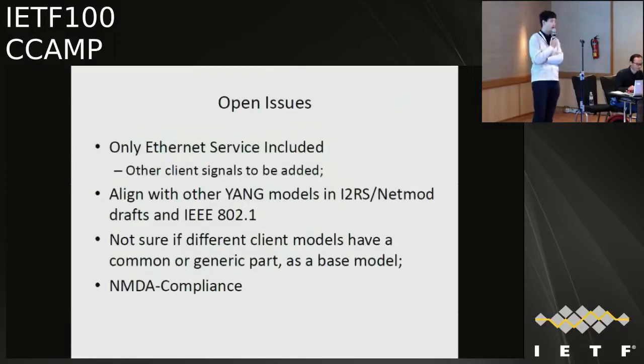There are also a few open issues in the current draft. The first problem is that currently only the Ethernet service is included, and we need to add others. Also for the Ethernet, we need to align with some other YANG models in the I2RS and NETMOD work, because they also have some layer 2 content, together with IEEE 802.1. Then we are not sure whether different client models like SDH, Ethernet, and fiber channel have a common part to be generic, or whether there can be separate models. We will first define those different models and find out. Currently, the model is still not NMDA compliant, but we first want to clarify the technical content and then make it NMDA compliant.